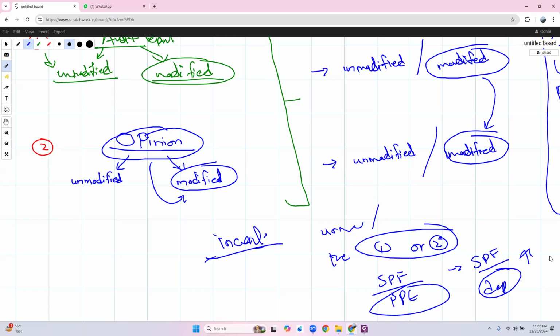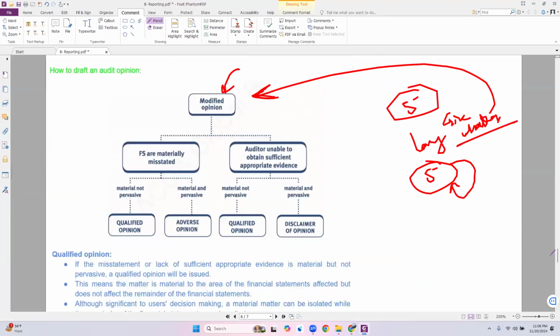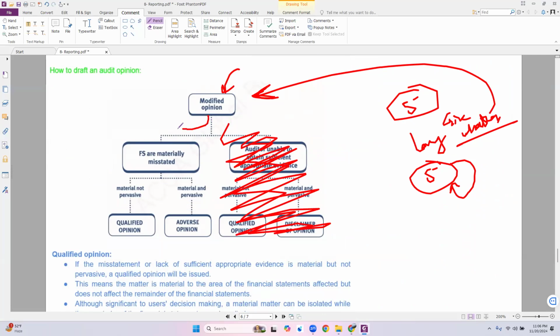Okay, the concept that I'm trying to give you right now is this concept, and you have to learn it by heart. In order to develop an audit opinion, you have to learn it by heart. First, ignore these ones. Let's come towards these. The first thing that you're always going to do is ask: are there mistakes within the financial statements? This is the first step.